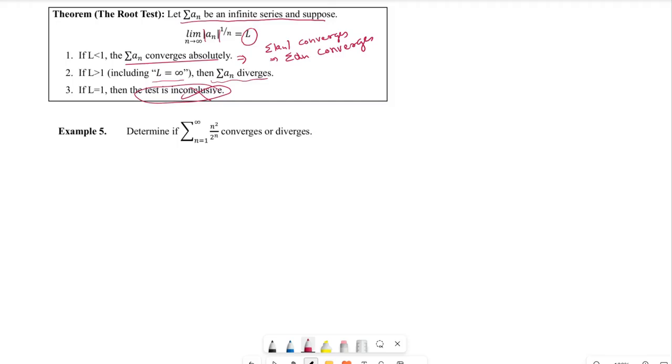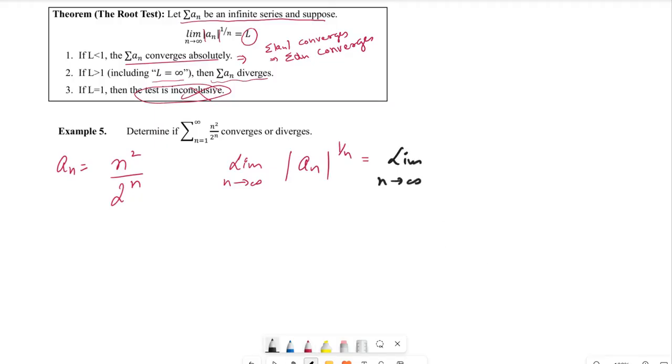So let's try this on this question. Determine if this series converges or diverges. In this case, a_n is equal to n squared by 2 to the power n. We need to find the limit as n approaches infinity of a_n to the power 1 by n. Let's see what that is. The limit as n approaches infinity of a_n is n squared by 2 to the power n, to the power 1 by n.